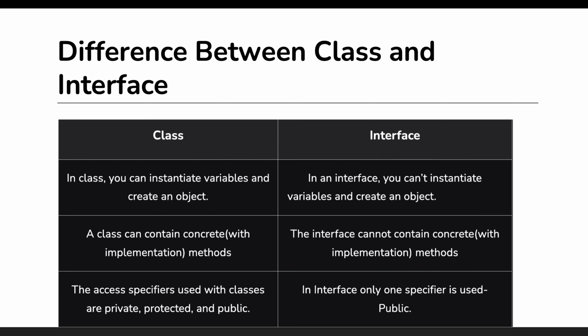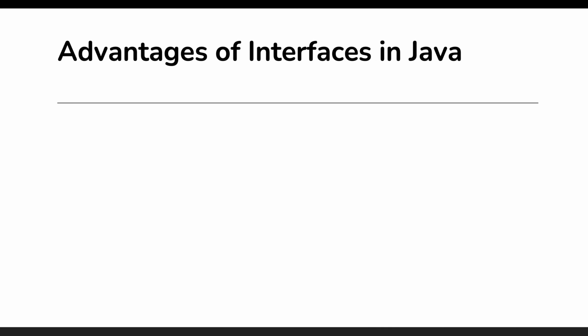But in case of interface, we have already seen all the methods or variables can only have one specifier, that is public. So these are some of the basic differences between the class and interface. Now let's move ahead and see what the advantages of the interface are.